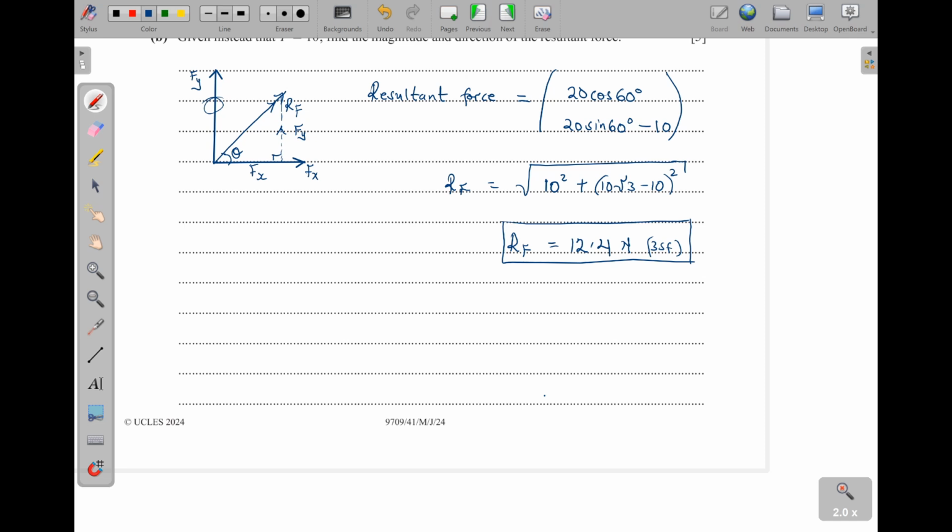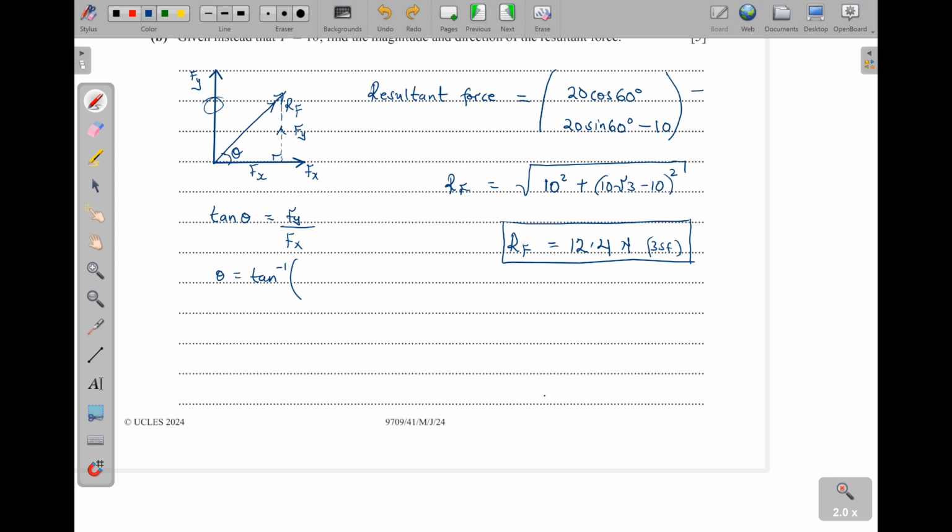And then the direction. So here I'll have tan of theta, which is equal to the opposite, Fy, over the adjacent, Fx. So theta is going to be the arctan. Fy is actually this one here, the one down, and then Fx is this one here. In fact, let me represent it like this.